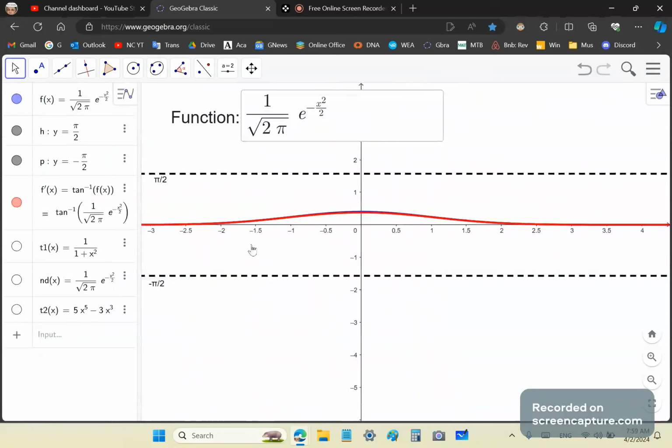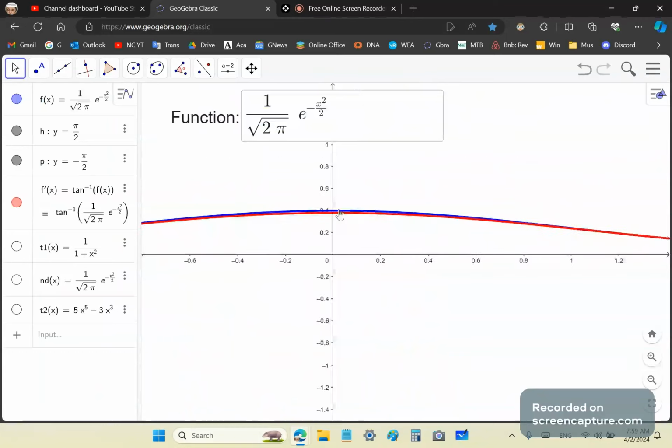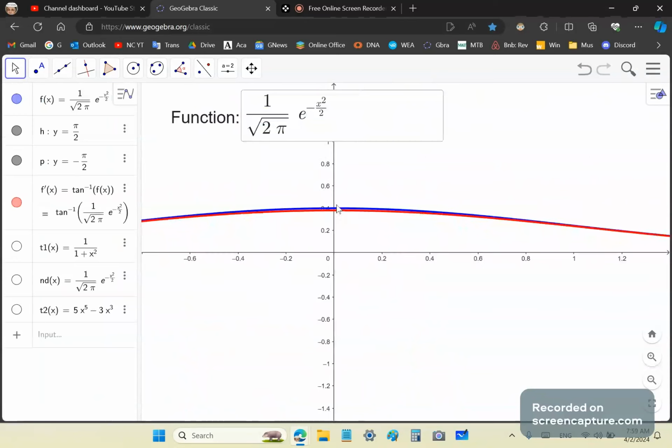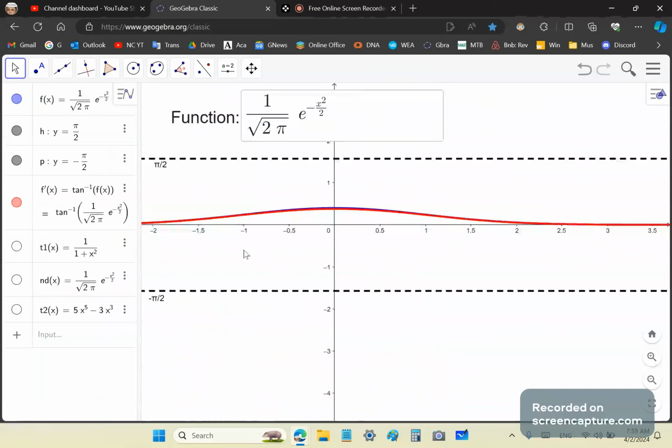Now you'll notice that the normal distribution is very close to the actual arctan function. Okay, very close. So there's very little difference, and it's one of the only functions that are very close, and it has a range which is between 0 and the maximum point here, which is 1 over root 2 times pi. Okay, because if you put 0 in there, that becomes 1. So this is just the reciprocal of root 2 pi for the normal distribution function.